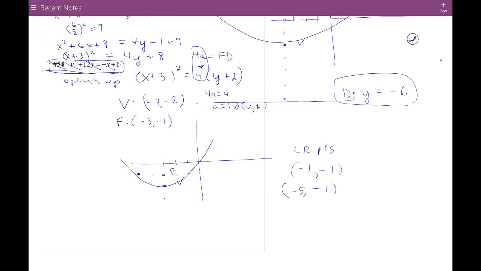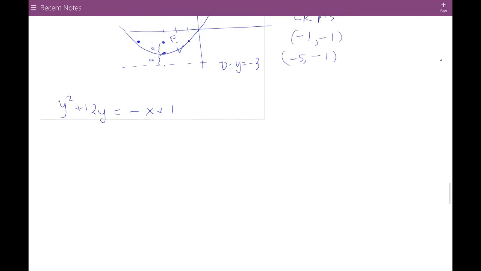From the vertex to the directrix is the same distance as from focus to vertex. So the directrix is going to be the line y equals -3. Okay, and the last problem is y squared plus 12y equals -x plus 1.